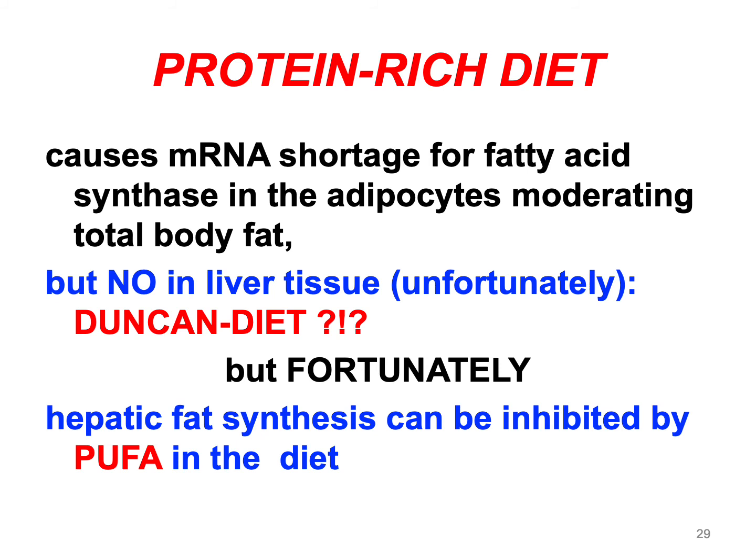What about the Atkins diet, which is a low-carb and high-fat, high-protein diet, and Duncan diet, high-protein diet? These are the disadvantages of this diet. But there is a good news that fortunately the hepatic fat synthesis can be inhibited by polyunsaturated fatty acid intake, like omega-3 fatty acids in the diet.